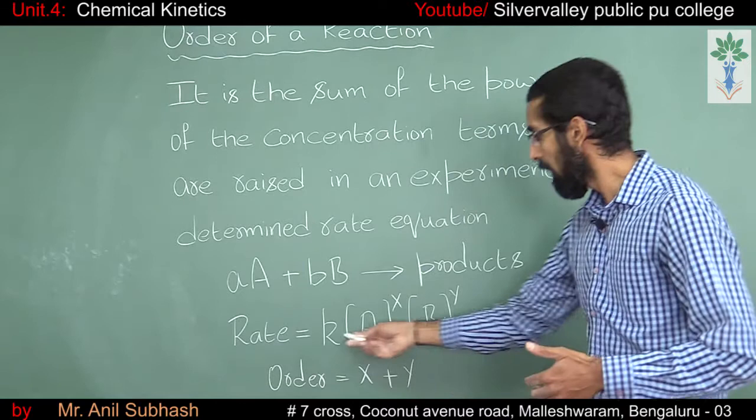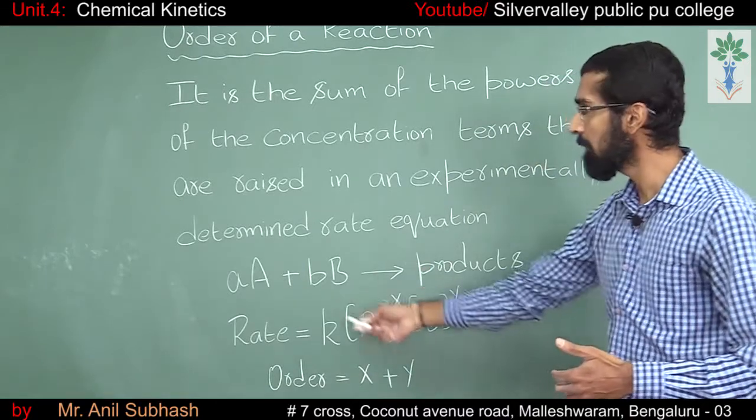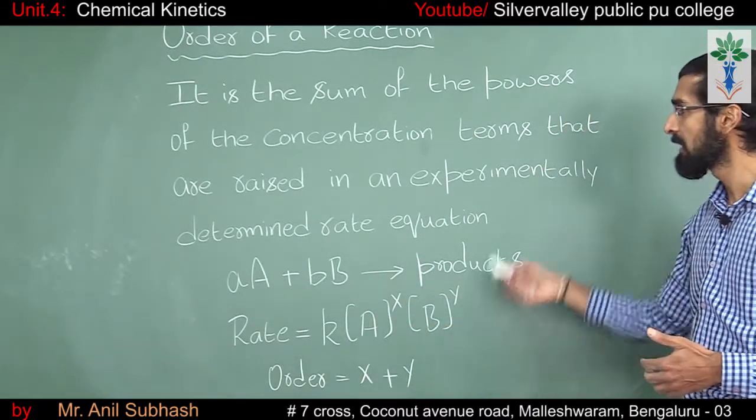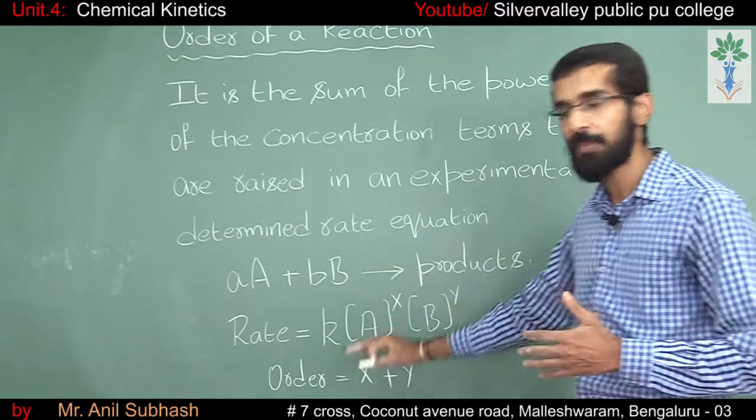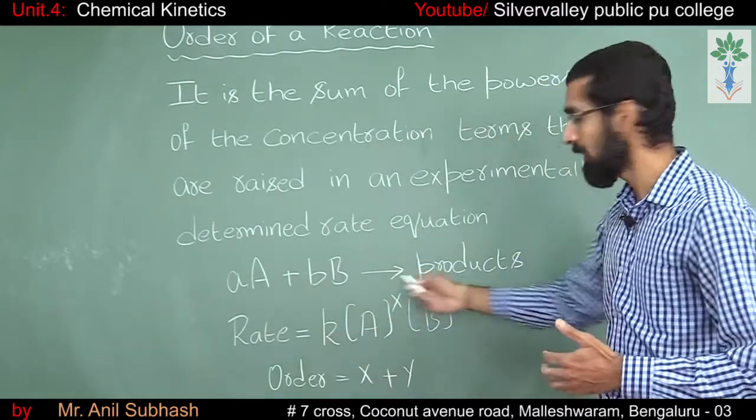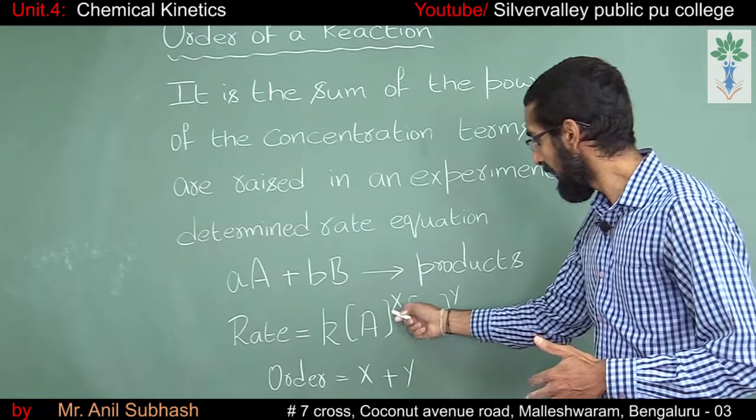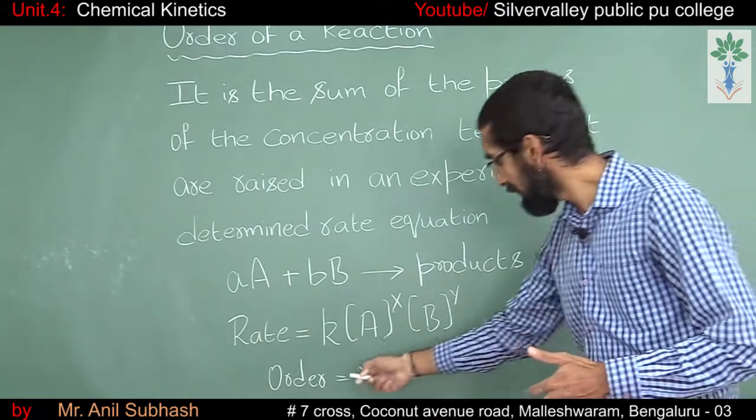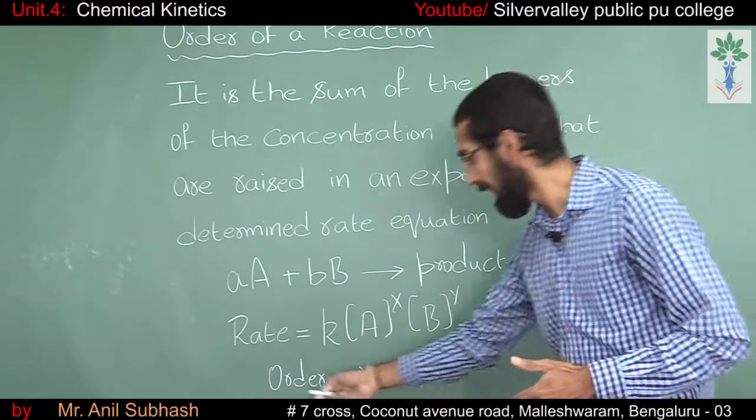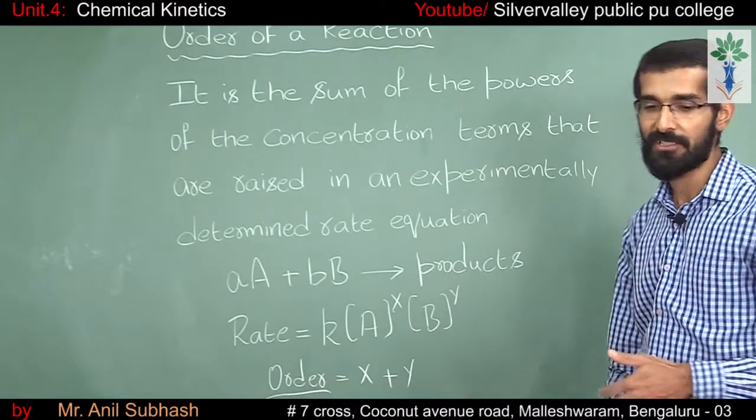That is, order of a reaction is the sum of the powers of the concentration terms that are raised in an experimentally determined rate equation. In this case, the exponents are x and y. If I take the sum of the exponents, I get the order of this reaction.